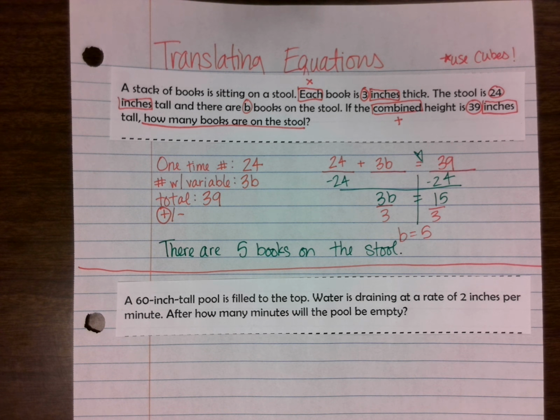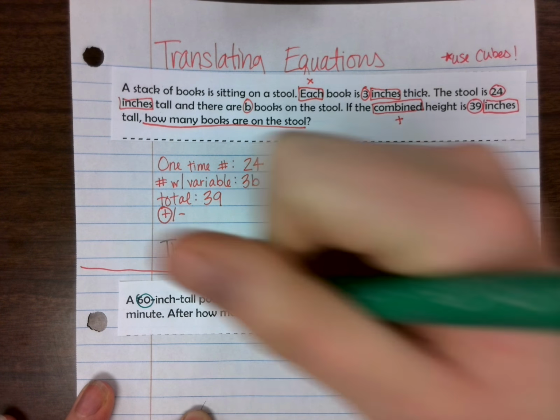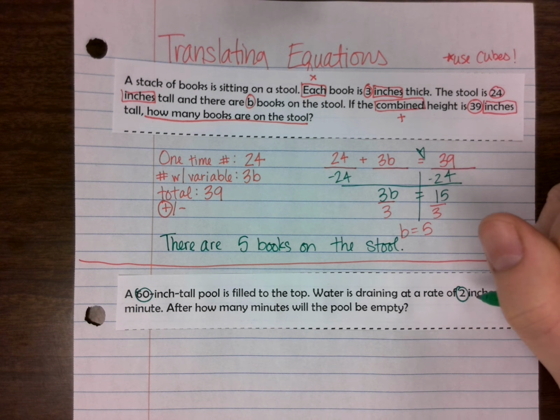The next one says, a 60-inch tall pool is filled to the top. Water is draining at a rate of 2 inches per minute. After how many minutes will the pool be empty? Again, we need to go through and use cubes. What are our important numbers here? 60 and 2.